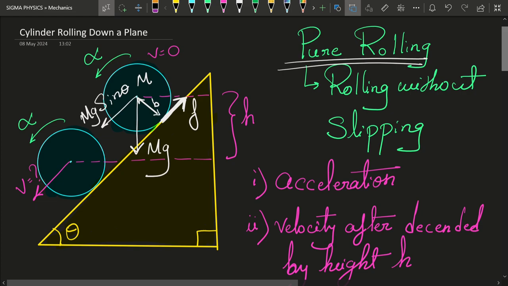Now you might say it is also experiencing the normal force, but as you can see, the normal force is going to be balanced by the other component of the weight, which is mg cos theta. That is, normal force is going to be upwards and mg cos theta is going to be downwards, and they are going to have equal magnitude, and they are also directed along the center of mass. That is, they are acting on the center of mass. So the torque due to these forces is obviously going to be equal to zero.